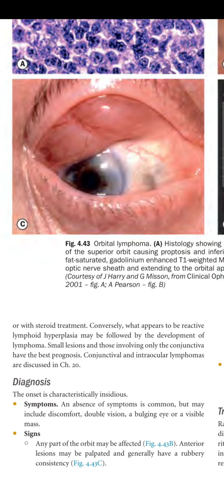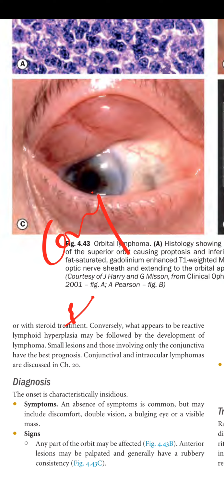Conversely, what appears to be reactive lymphoid hyperplasia may be followed by the development of lymphoma. Small lesions and those involving only the conjunctiva have the best prognosis. So conjunctival lymphoma has the best prognosis, as well as if the lesion is small. Conjunctival and intraocular lymphoma are discussed in chapter 20.